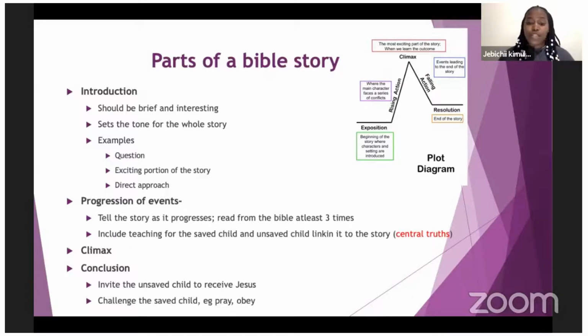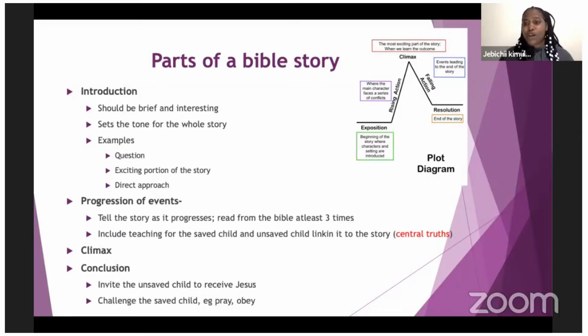And ensure that when you're doing this, you try to read from the Bible at least 3 times, so that the child can know that this is God's word. If you don't read from the Bible, the kids will think that this is just like any other story, like the story they are told in school about the hyena that talked. You want the child to know that this is the Bible, and the Bible is God's word, and God's word is true. So they can believe whatever is being told as truth.